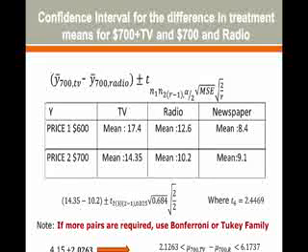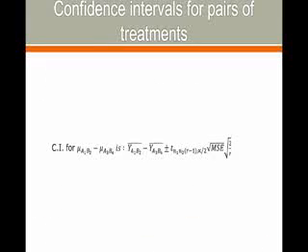If I need only one pair, one comparison, it's no problem. This is sufficient. But if I need more comparisons, then I am forced to use a family of intervals. I am forced to use either the Bonferroni or the Tukey. So let us find that. Let us see what we have. This is the pair that I have used if I only want to find a confidence interval for a pair of treatments.